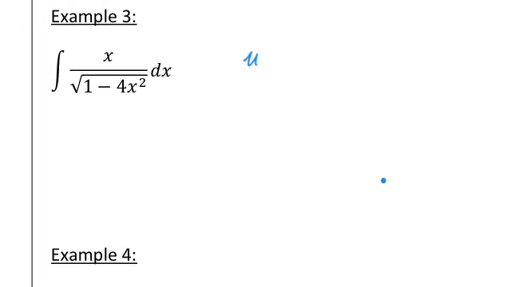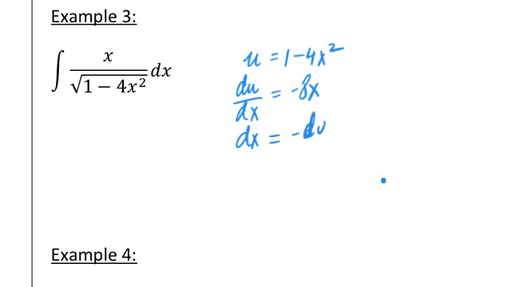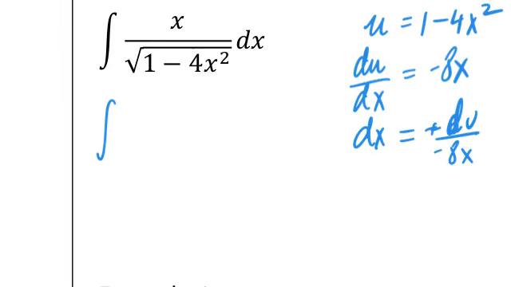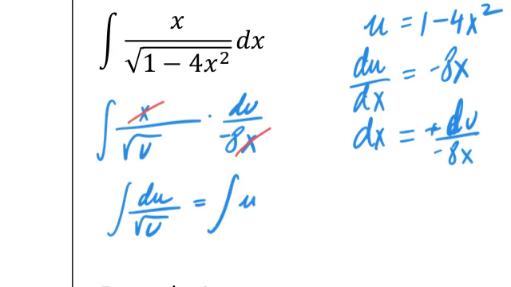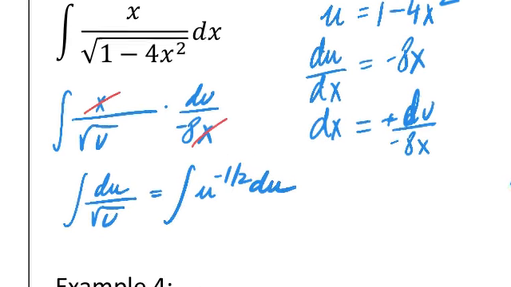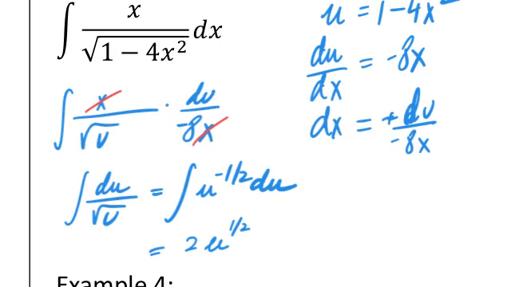So my inside function u is 1 minus 4x squared. du dx is equal to negative 8x. dx is equal to negative du divided by negative 8x. Rewriting, the integral becomes x is still there, square root of u on the bottom, du over negative 8x. The x's are going to cancel, which is what I want, because now my integral is entirely in terms of u, and I'm back to scales and arpeggios. I know how to do this integral very easily. This is 2u to the 1/2 plus c.